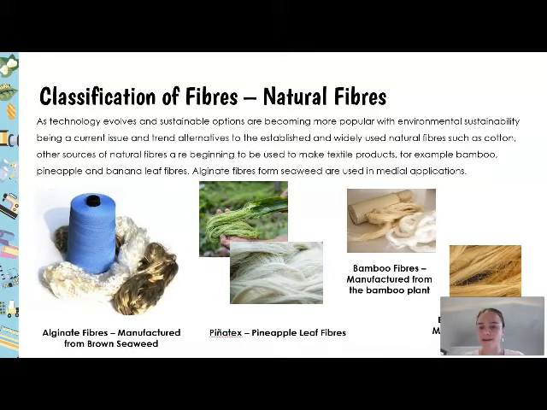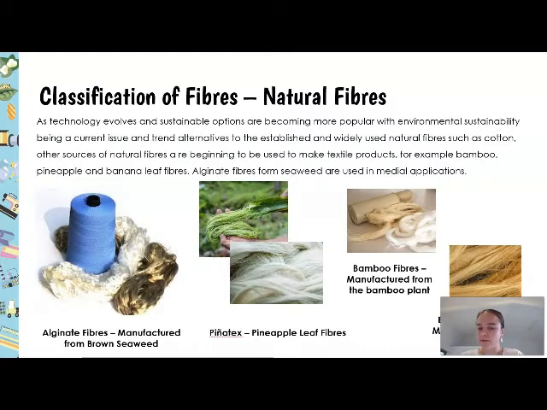Now we're going to look at natural fibres, but we're looking at the newer fibres that are being developed around technology. Okay, so as technology evolves and sustainable options are becoming more popular, with environmental sustainability being a current issue and trend, alternatives to the established and widely used natural fibres such as cotton, other sources of natural fibres are beginning to be used to make textile products. For example, bamboo, pineapple, and banana leaf fibres.